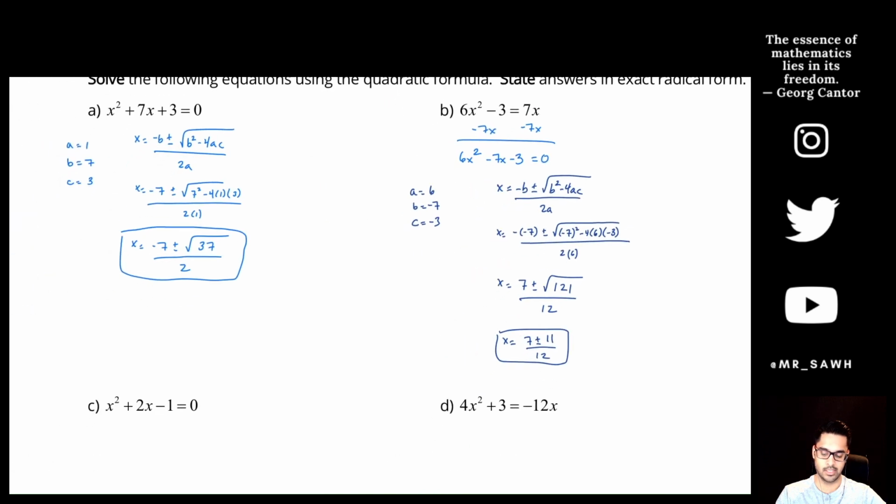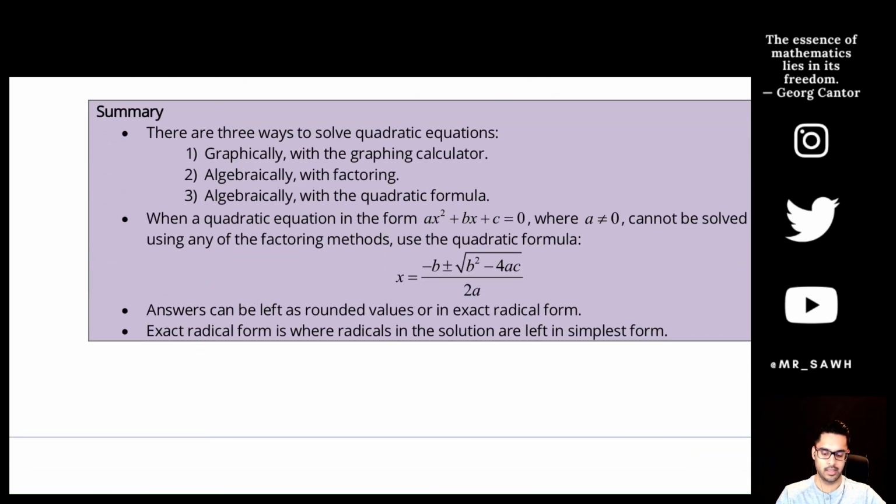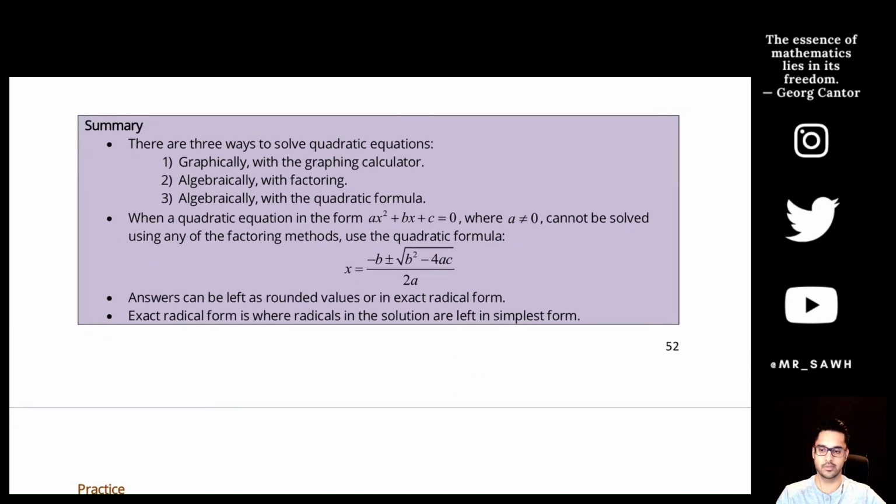So I'll leave out C and D again so you can try them. See what you come up with. Check the answer key if you get a little stuck. But really, that's the quadratic formula. It allows us one extra way to solve some equations if they can't be factored, right? And if it can't be factored, it's not to say it can't be solved. It just can't be solved using factoring.